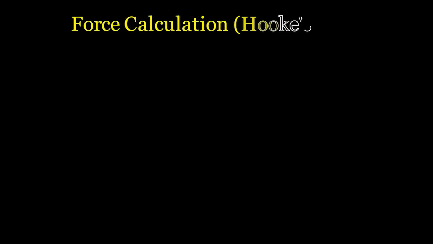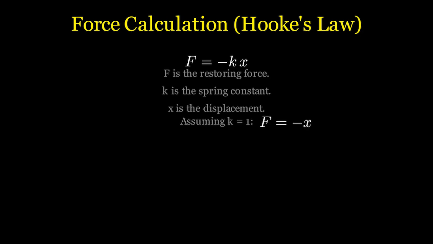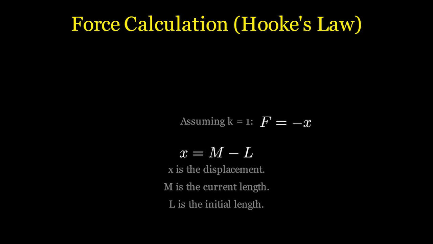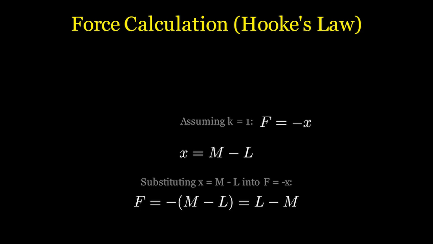Now let's talk about the force the spring exerts. This is described by Hooke's law, which states that the force F is proportional to the displacement x. The formula is F equals minus k times x, where k is the spring constant. In this scenario, we assume k equals 1, simplifying the equation to F equals negative x. The displacement x in our case is the difference between the current length m and the initial length L. x equals m minus L. Substituting this into Hooke's law with k equals 1 gives us F equals L minus m.